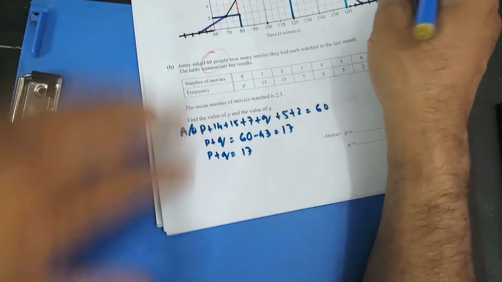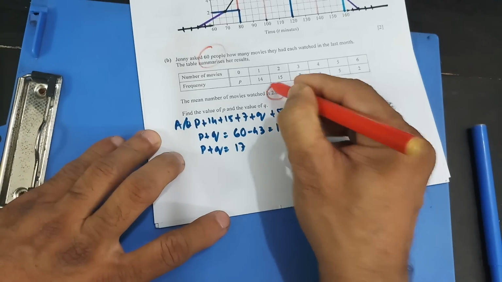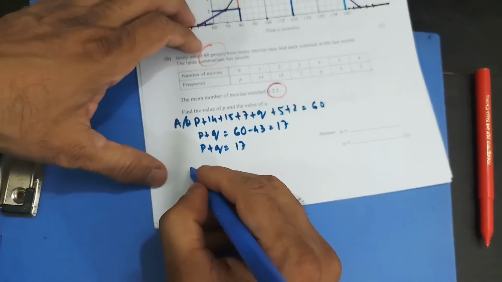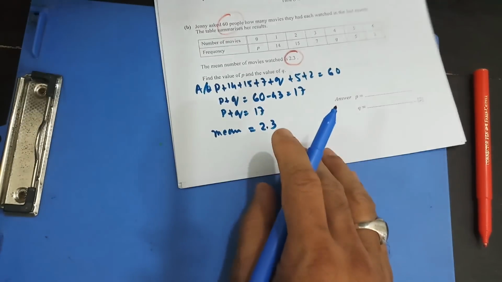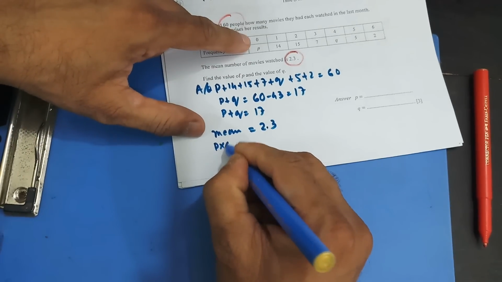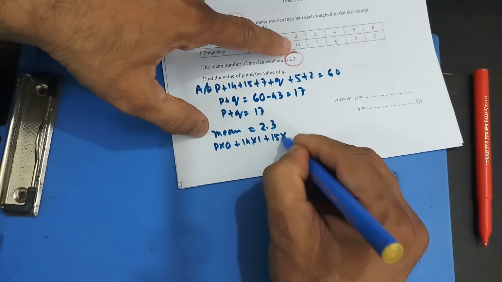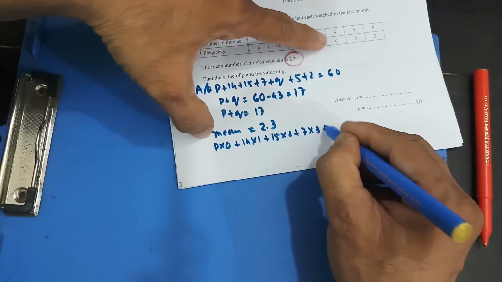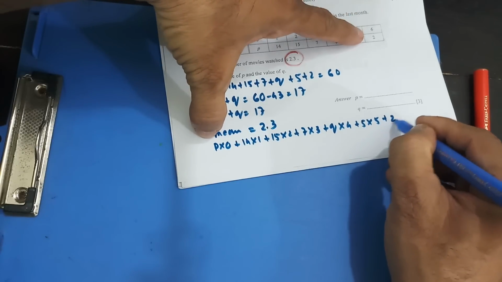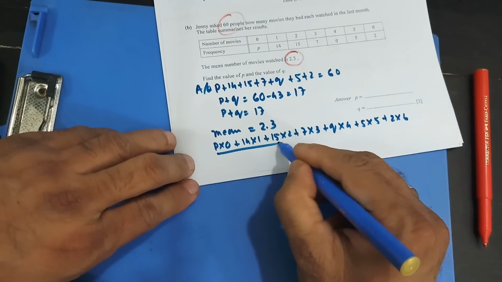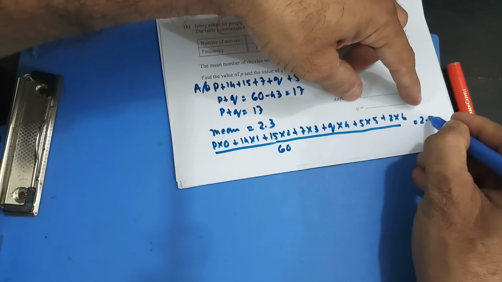And another piece of information is given: the mean number of movies watched is 2.3. So what that means is that the mean is 2.3. And what is mean? We're going to multiply this. P times 0 plus 14 times 1 plus 15 times 2 plus 7 times 3 plus Q times 4 plus 5 times 5 plus 2 times 6, divided by, remember how many people? 60 people. Divided by 60, that's going to give me 2.3.